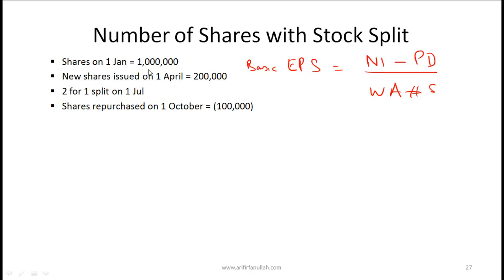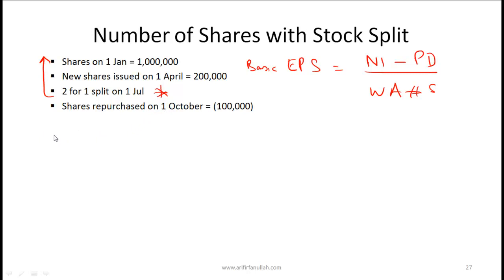So we still have 1 million shares at the start of the year. As before, we have 200,000 new shares issued. Let's say that there was a 2-for-1 split on 1 July, and then after the split, the company repurchased 100,000 shares. So how does this impact the weighted average number of shares? For now, just take my word for the fact that the way you do this is you apply this split to everything that you see before the split, and what happens after the split remains as is.